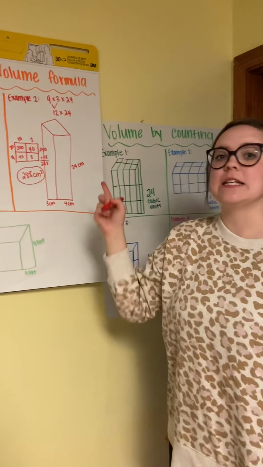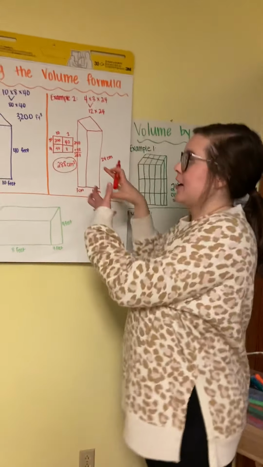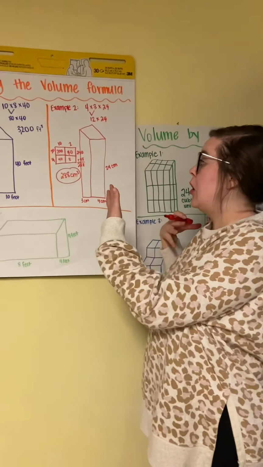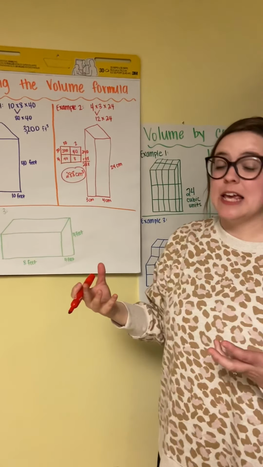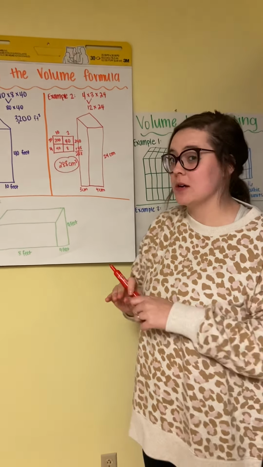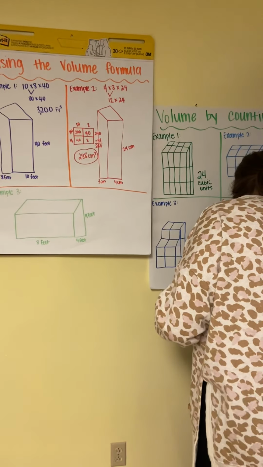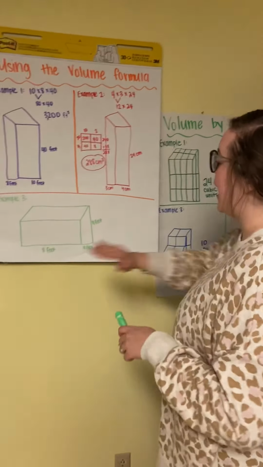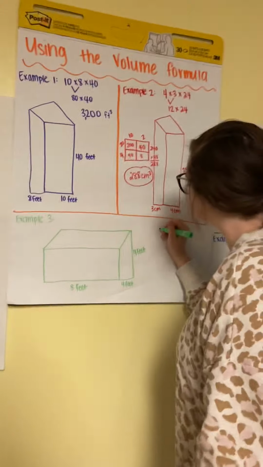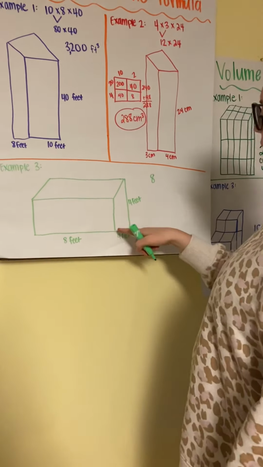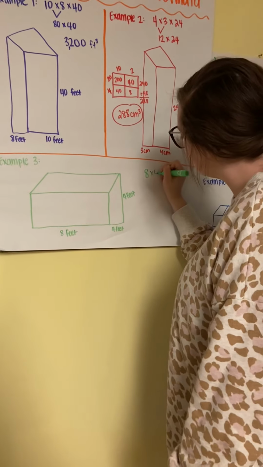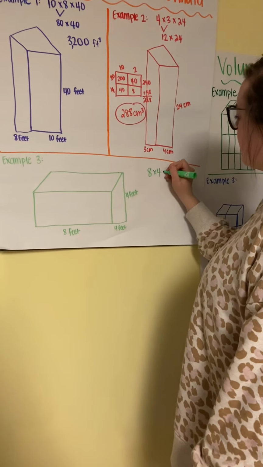So, does this take a lot of knowledge of what the actual figure is or tearing it apart? Not really. You just have to have those multiplication skills, okay? Last example. I have a length of 8 feet. I have a width of 4 feet. And I have a height of 4 feet.